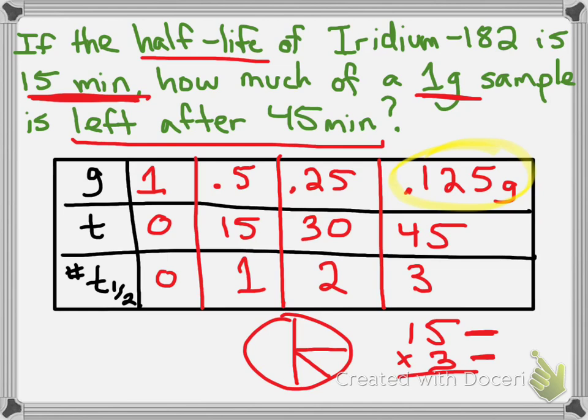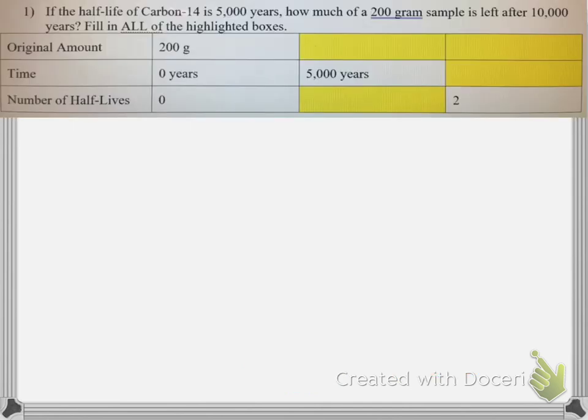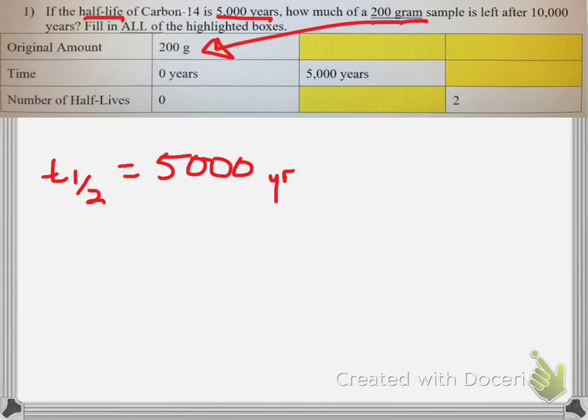Pause the video and try number 1. So hopefully you paused the video and tried to fill in all of the highlighted boxes. I'm going to walk through filling them in, and you should check your answers. Here we're told that the half-life of carbon-14 is 5,000 years. So T 1/2 equals 5,000 years. We are starting with 200 grams, our starting amount. And we want to know how much is left after 10,000 years.